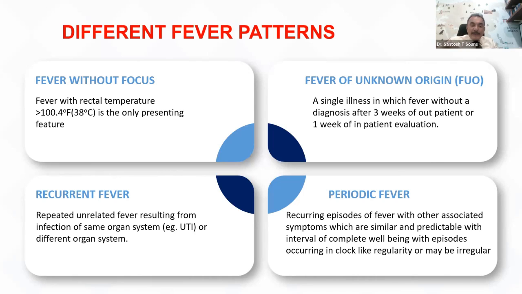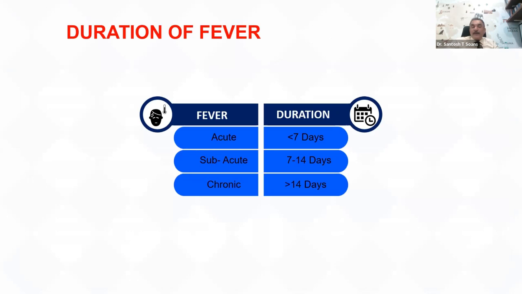Recurrent fever: repeated unrelated fever resulting from infection of the same system. For example, recurrent UTI, where the child gets it again after 1 month, and again after 1 month, or recurrent pneumonia. Then there are periodic fevers, which are recurring episodes of fever with a clockwork pattern. Every 3 weeks or every 3 months they have fever, at a predictable interval, and in between they are completely well and blood tests are all normal. But they can have ulcers, joint pain, or a rash. It is diagnosed on a clinical basis. This is called periodic fever.